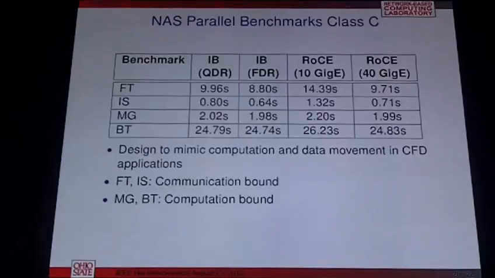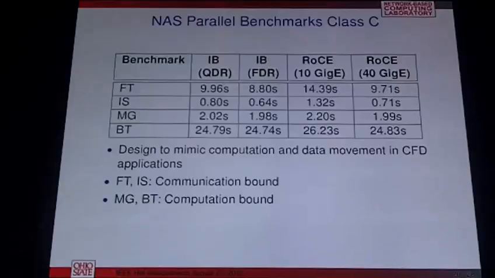When you look at FT and IS, if we compare IBQDR and IBFDR, we can see that for FT, FDR is 12% better, and for IS, FDR is 20% better. On the RoCE side, for FT, 14GigE is 32% better, and for IS, 14GigE is 46% better.